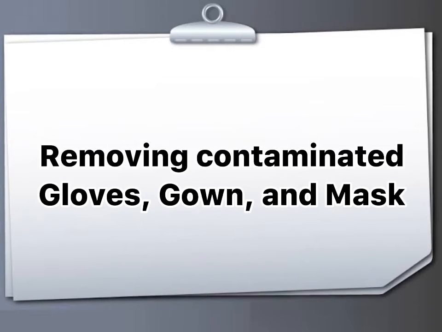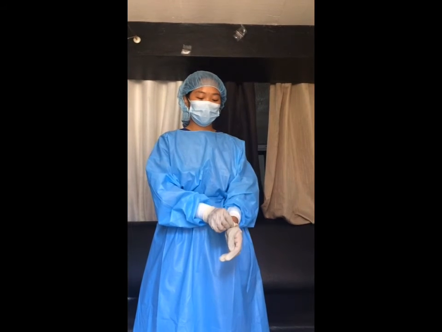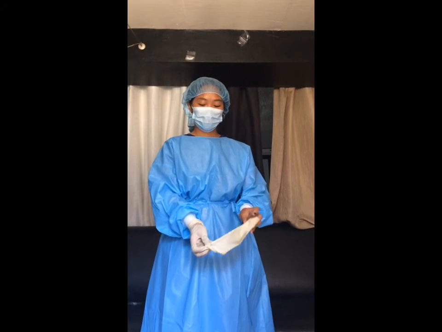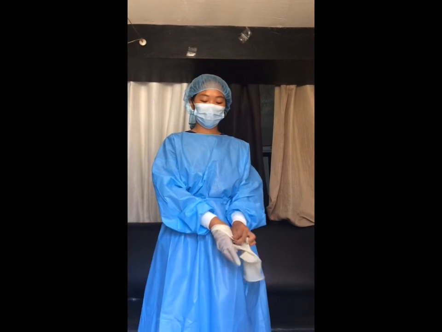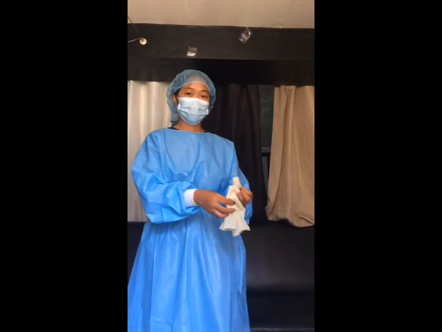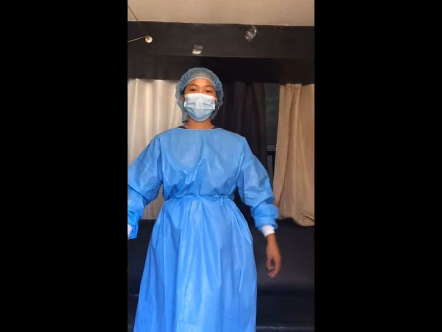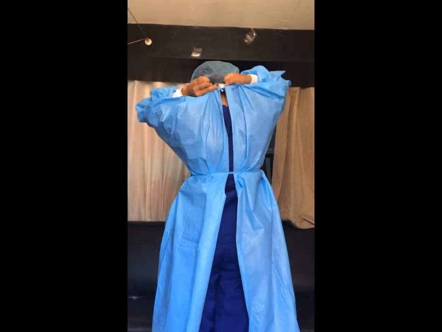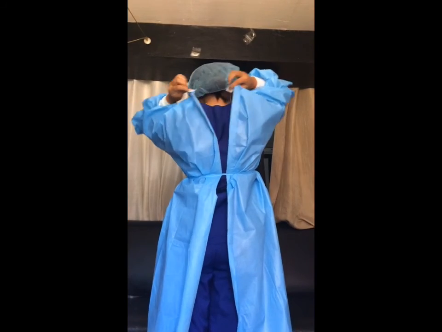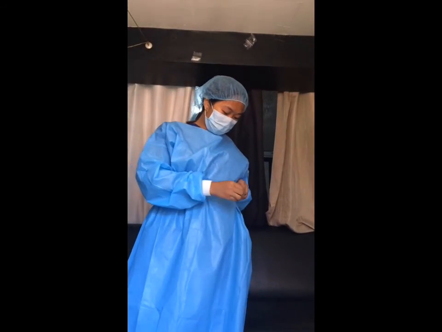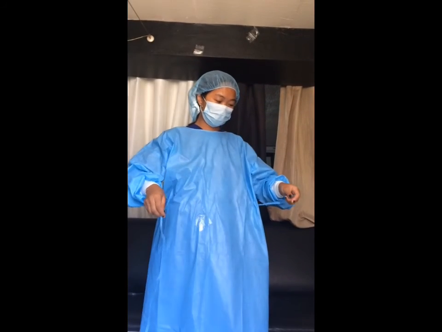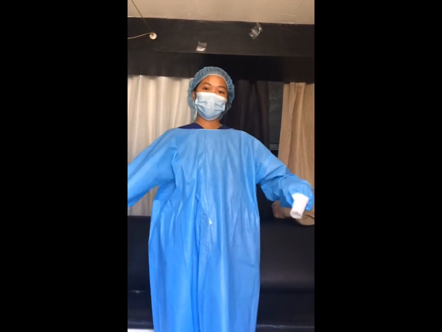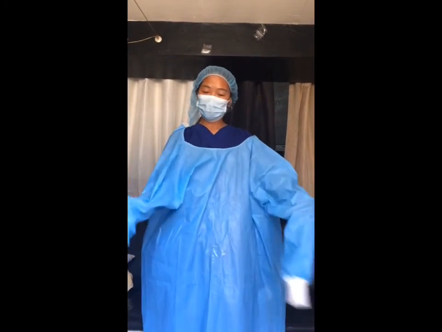Removing contaminated gloves, gown, and mask. Remove gloves by pulling them over your wrist and fingers until each glove is turned inside out. Untie waist ties and let hang freely. Untie neckties and let gown fall forward off your shoulders. Slide arms out of the gown working from the inside.